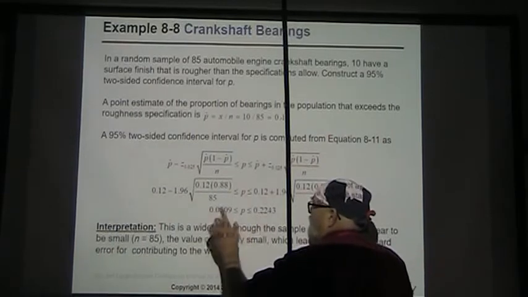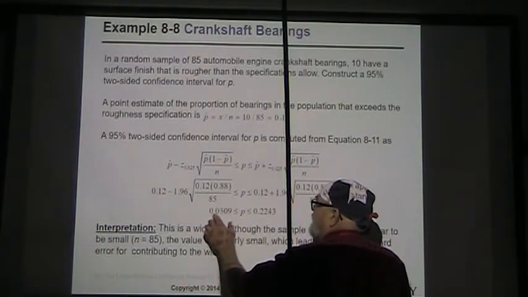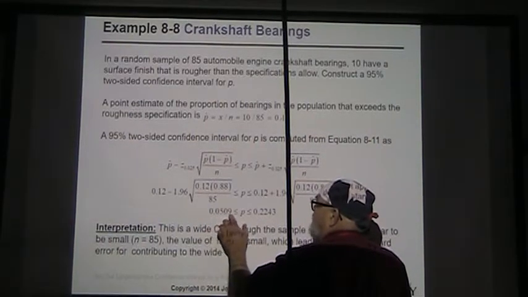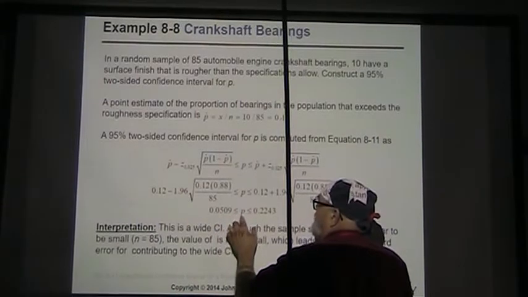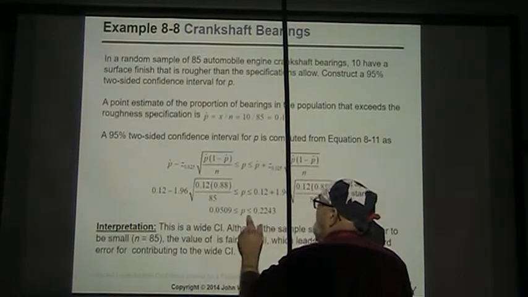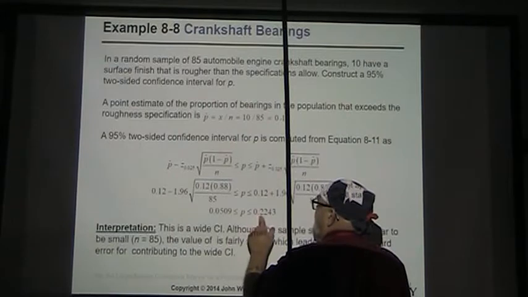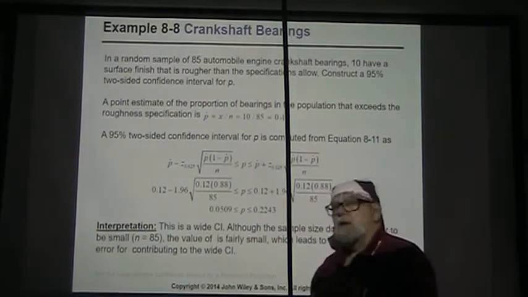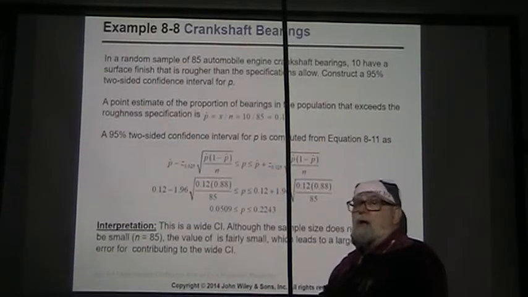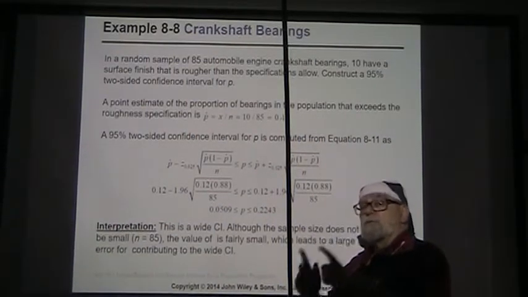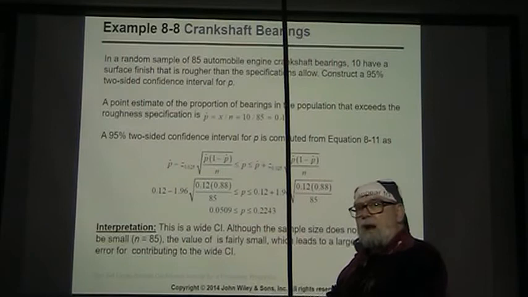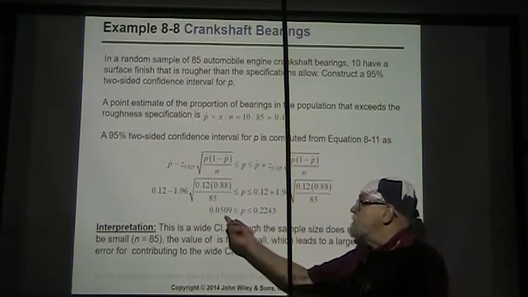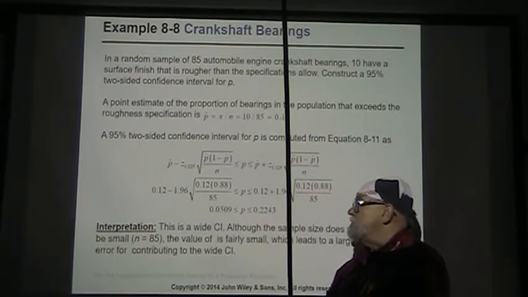So we get a proportion that is 0.0509 less than or equal to our binomial proportion, less than or equal to 0.2243. So in other words, our proportion of bearings that are too rough is between 5% and 22%.